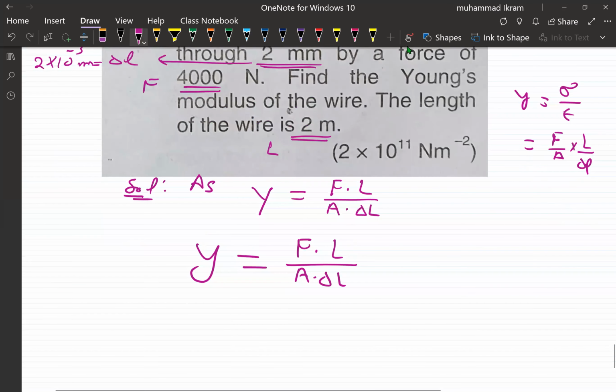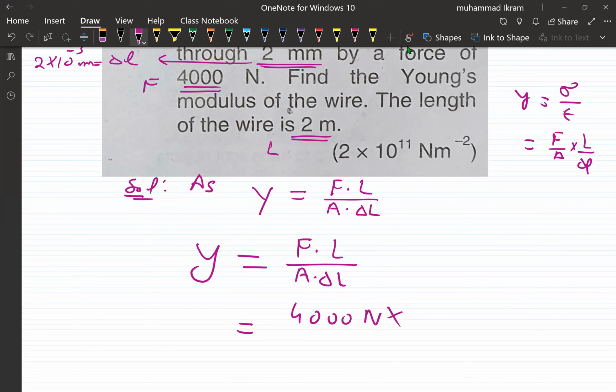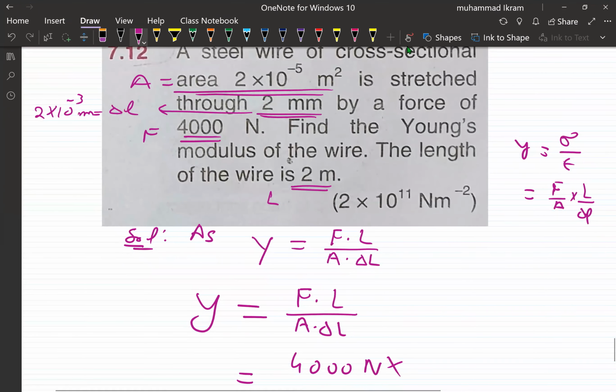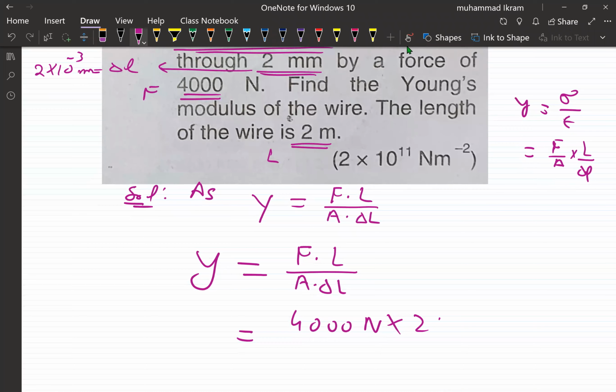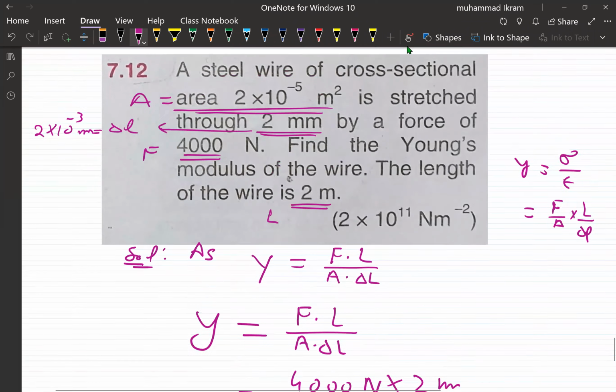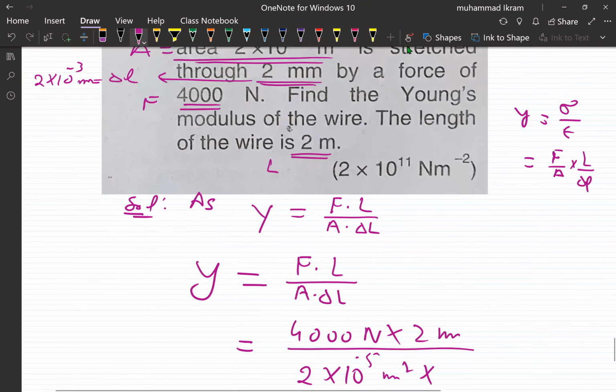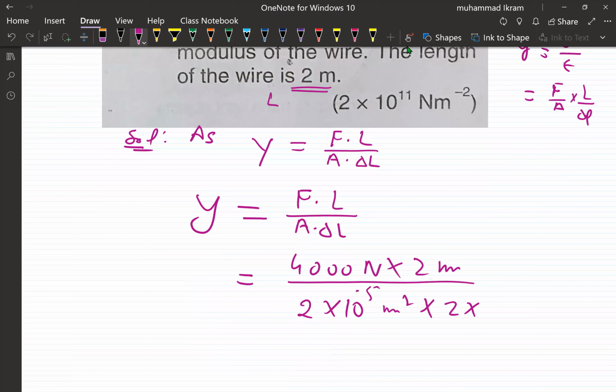And what will be this one? Look, what is the force? 400 Newton. And what is L? L is 2 meter. And what is the area? 2 into 10 to the power minus 5 meter square, and the change in length is 2 millimeter, so 2 into 10 to the power minus 3 meter. And you will get the answer in Newton per meter square.